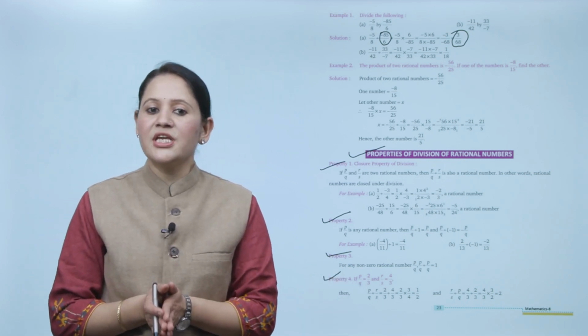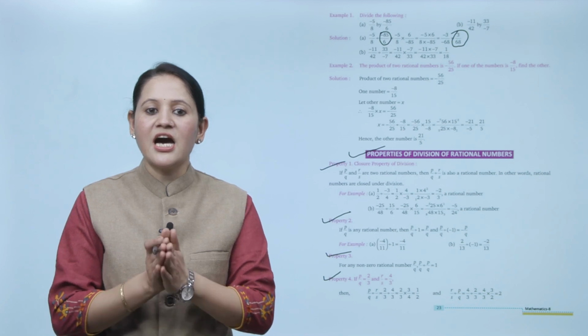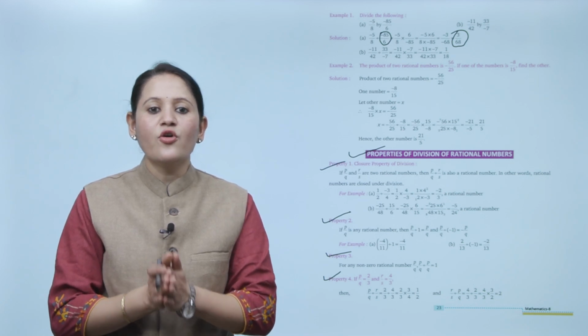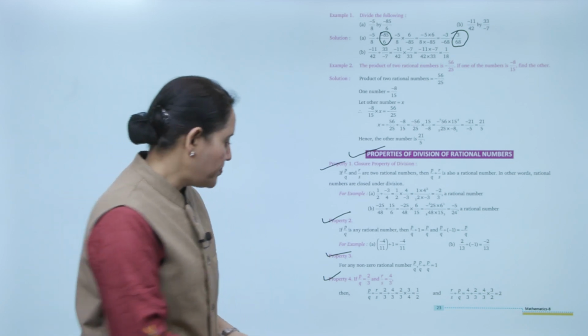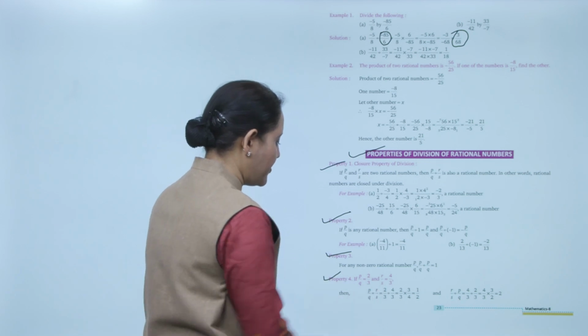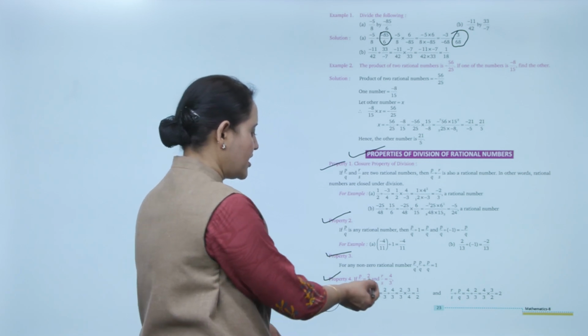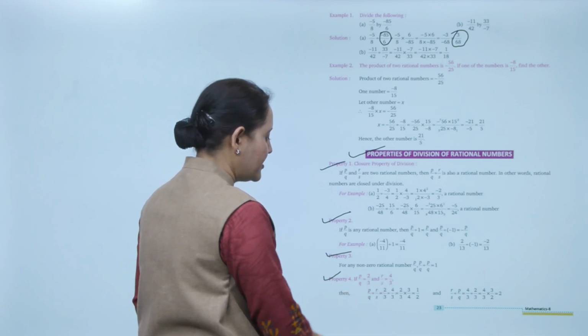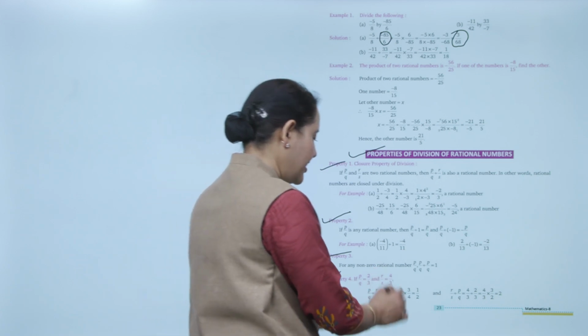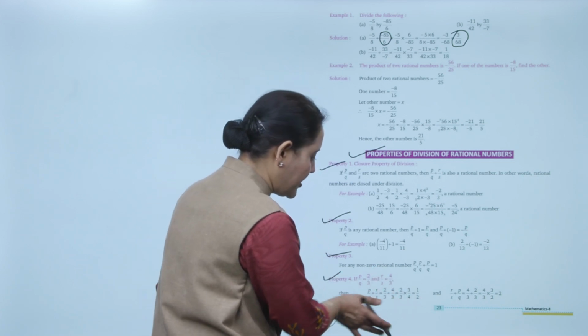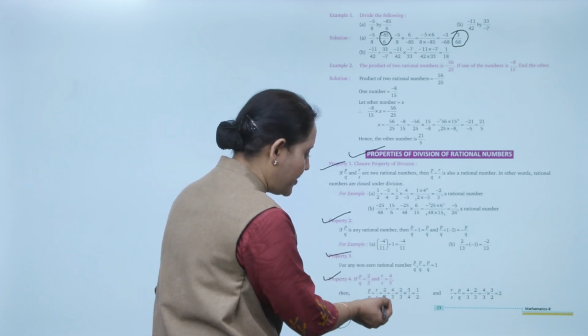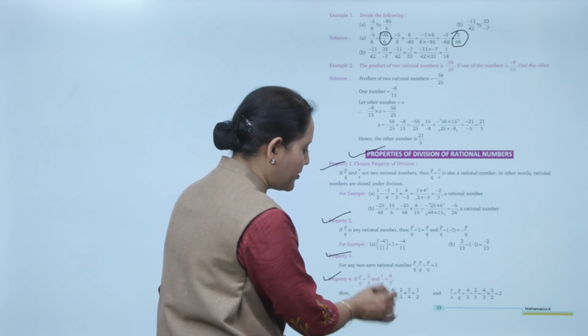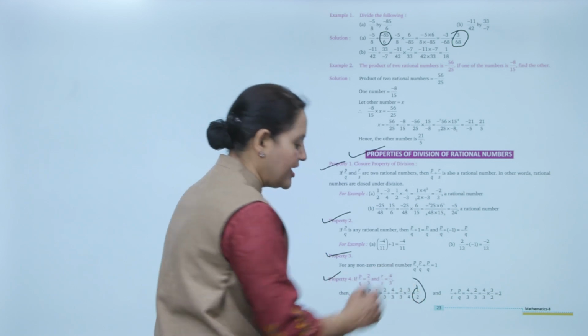If P upon Q equals 2 by 3 and R upon S equals 4 upon 3, so P by Q divided by R upon S equals 2 by 3 divided by 4 by 3. Since it is divide, the sign will change to multiply and this will be inverted. So 2 by 3 multiplied by 3 upon 4. Answer is 1 by 2.